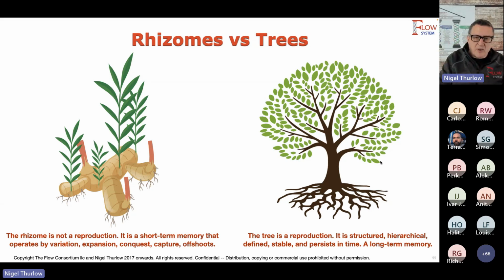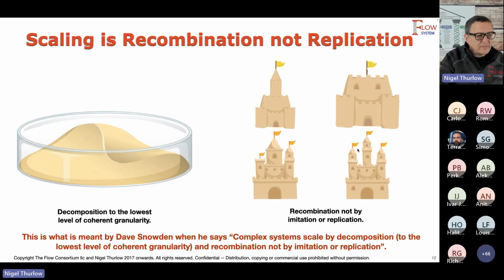A rhizome is not a reproduction. It's a short-term memory that operates by variation, expansion, conquest, capture, and offshoots. My notes are to the left, hence why I keep glancing across. But that's what we're trying to see. That's how I view essence. That's how I view the work we've done in the flow system.